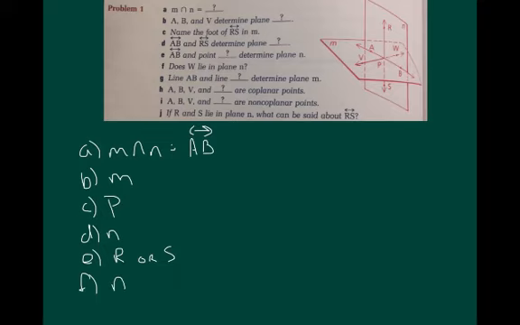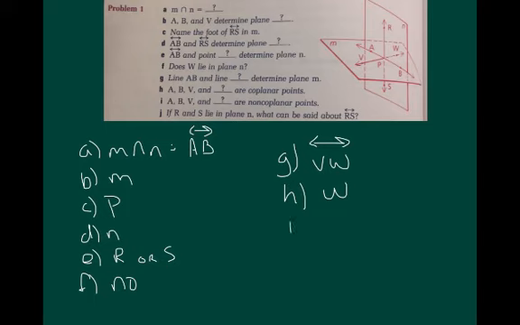Okay, so let's take a look at G. Line AB and line what determine plane M? Well, we could say line VW, because those are two intersecting lines, and two intersecting lines determine a plane, since they're both on plane M. Letter H, A, B, and V, and what are coplanar points? Well, A, B, V, and W are all coplanar points.